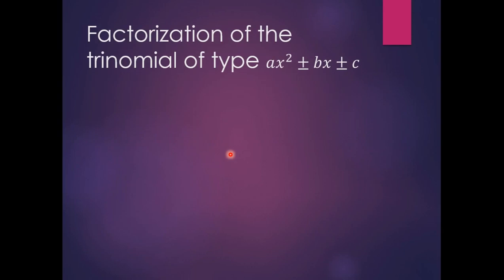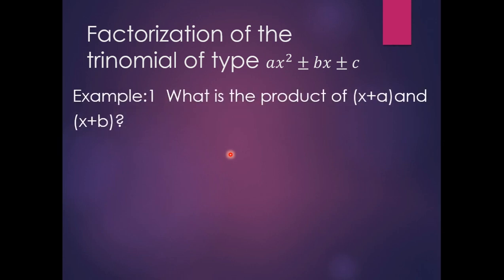Okay, now factorization of the trinomial of type x square plus minus bx plus minus c. Okay, what is the product of x plus a times x plus b? Here is one example. So after multiplying this x plus a and x plus b, we will get a trinomial of this type.